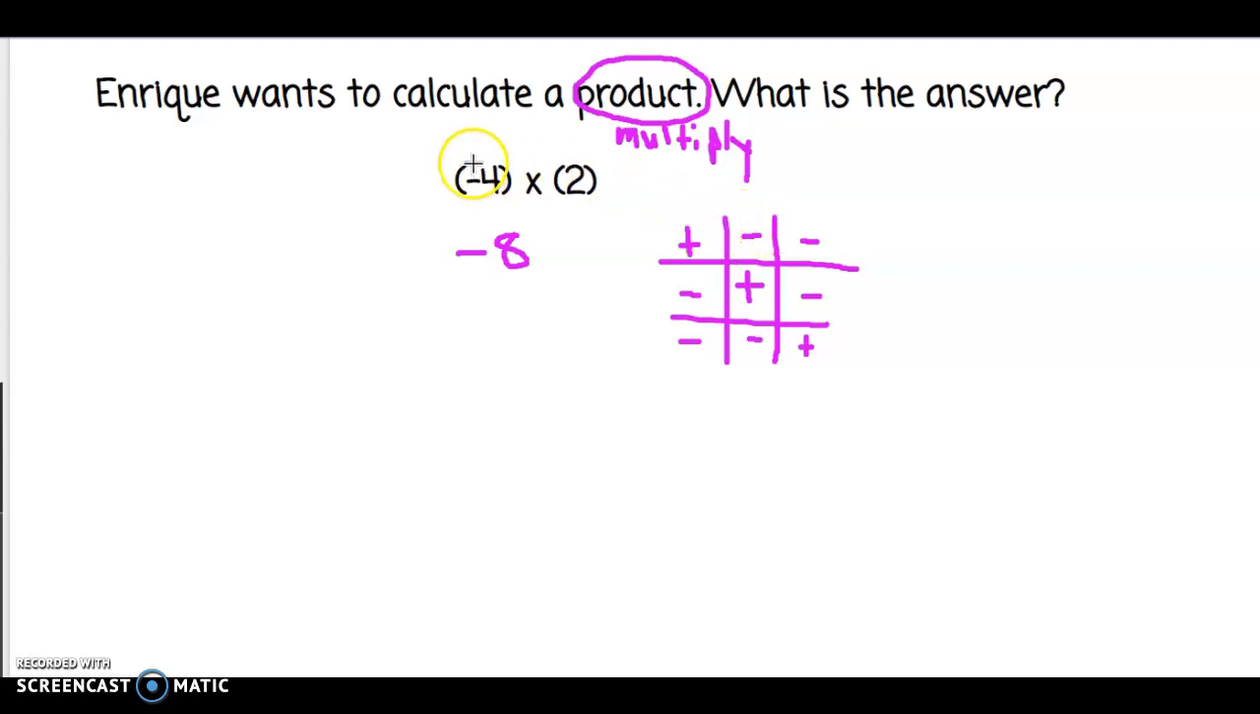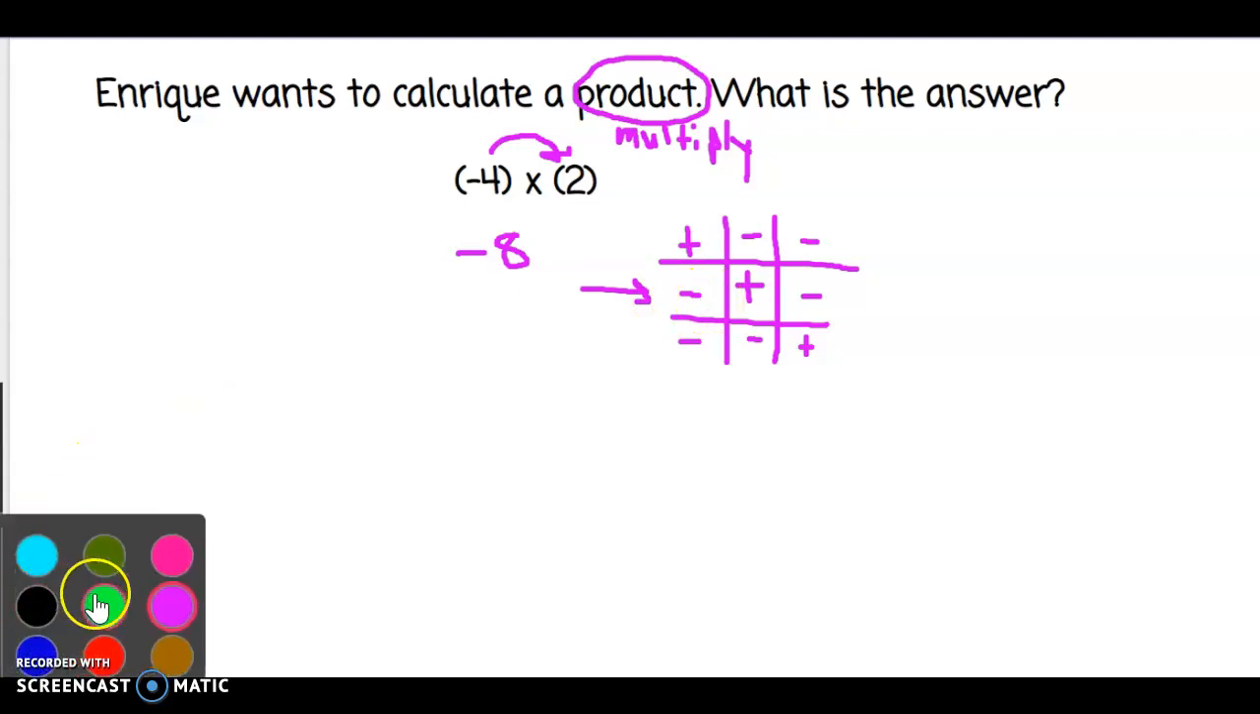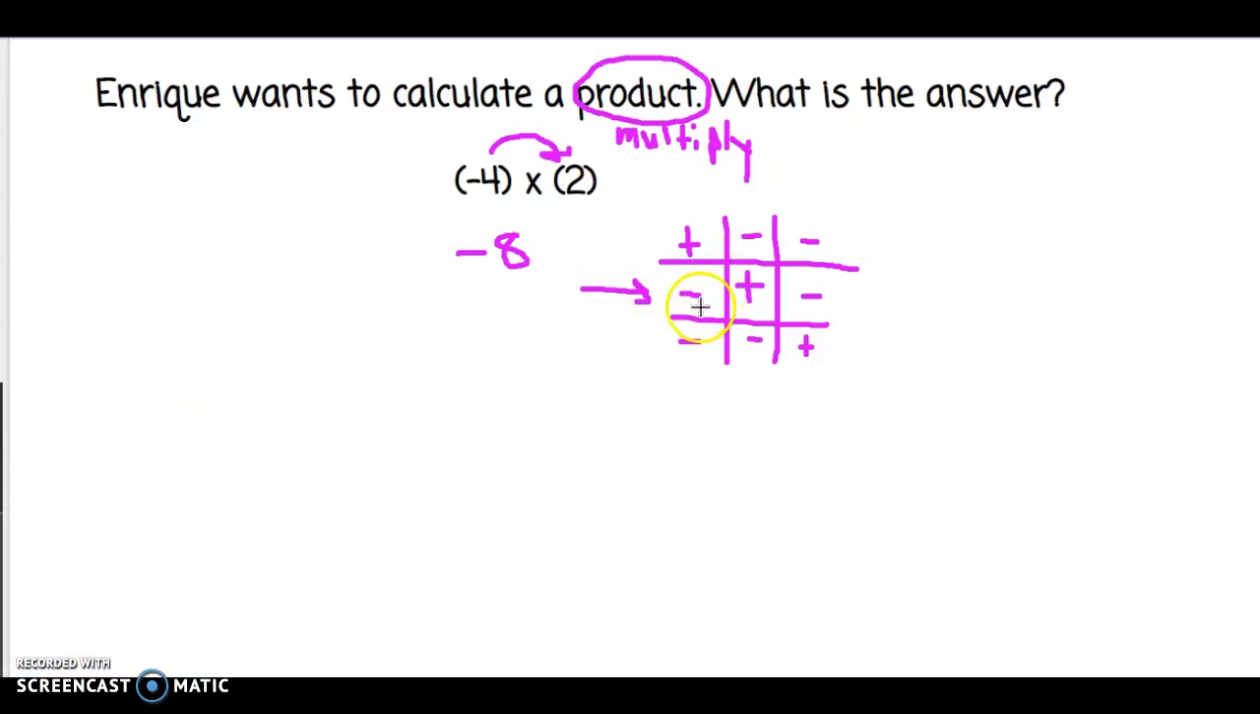So you can say a negative times a positive, which is what we have here. I go to that column or that row that has a negative times a positive. Notice, I'm going to change colors to help you see it better. A negative times a positive is a negative. Pretty cool that you can read the chart that way.